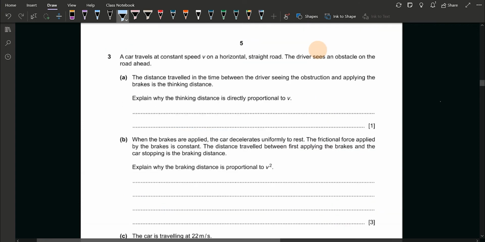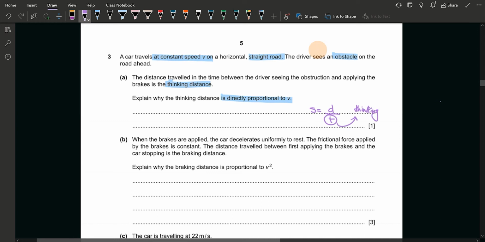Question number 3, a car travels at a constant speed v on a horizontal straight road. The driver sees an obstacle on the road ahead. Part A says the distance traveled in the time between the driver seeing the obstruction and applying the brake is thinking distance. Explain why the thinking distance is directly proportional to v. We know the formula that speed equals distance divided by time, and the thinking time is constant.